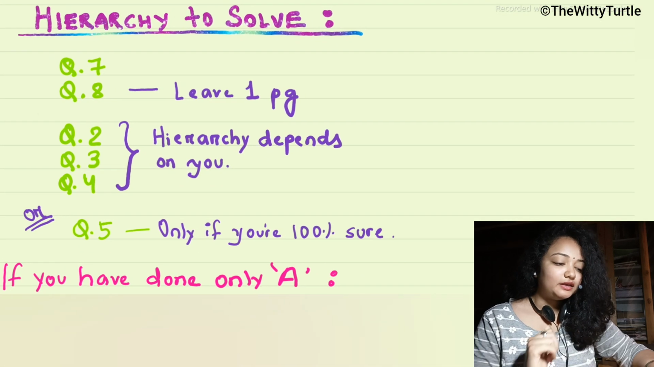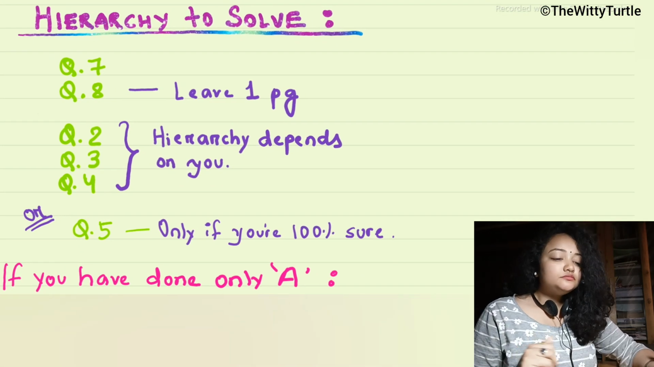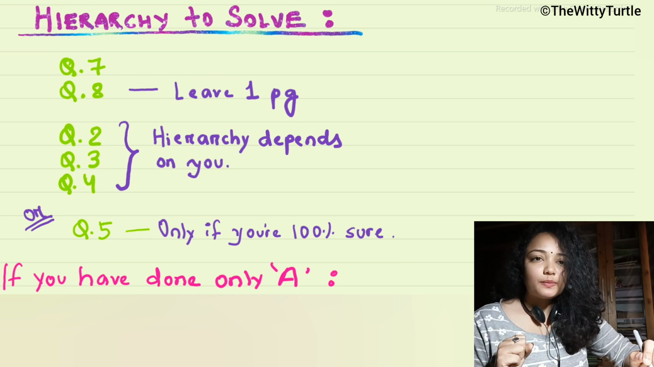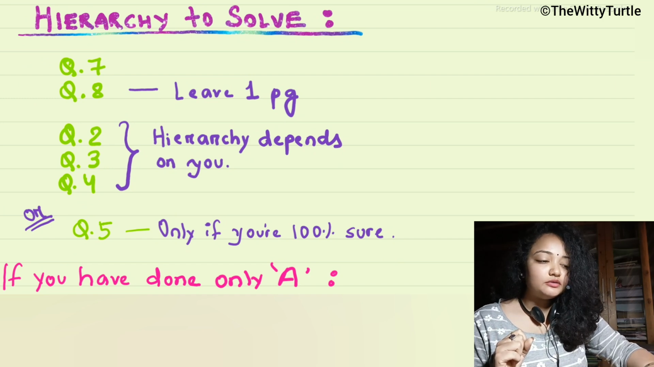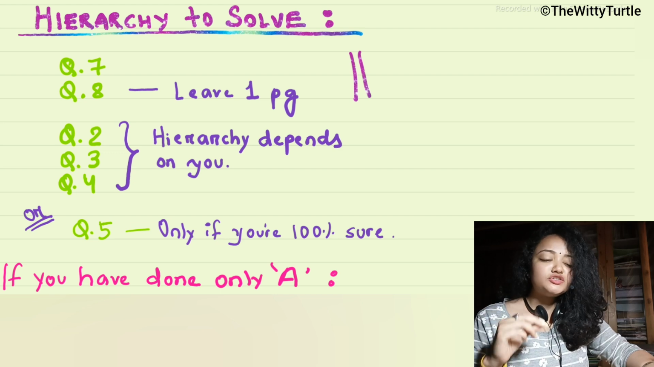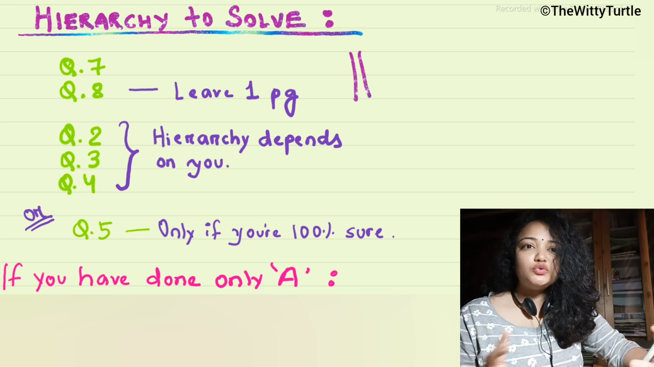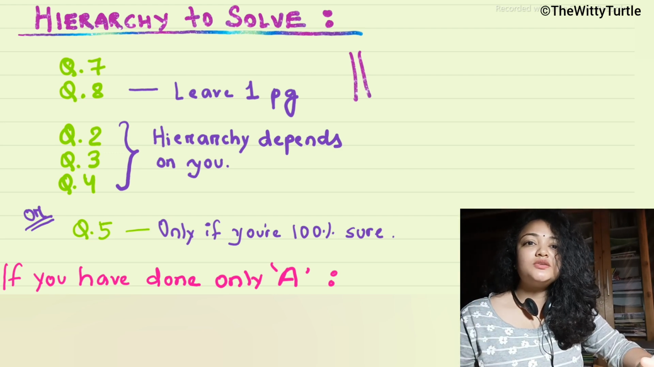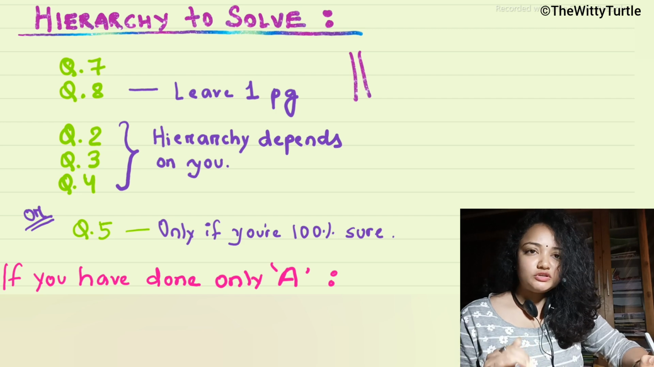What should be your hierarchy? Now, question 7 and 8, right? These are the theory chapters. So these two you can attempt first, because in question number 7 you don't have to think anything. You don't have to do any analysis in question number 7. So go for question number 7 first, then go for question number 8.